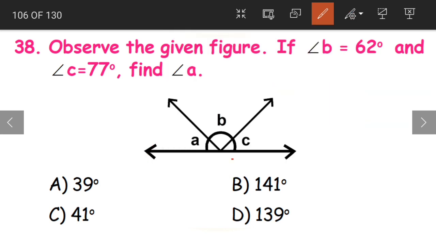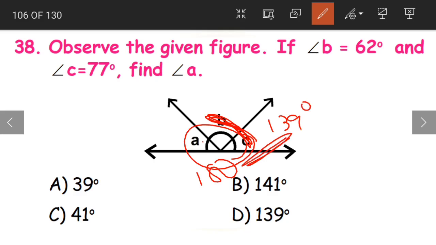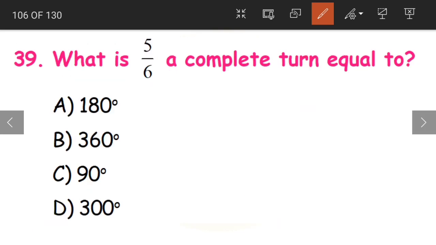See, the total is 180. From that we have removed this one. This is equal to 139. So when we removed, the difference is nothing but our angle A, that is option C, 41 degrees. Question 39. What is 5 by 6 of a complete turn equal to? A complete turn is nothing but 360 degrees.